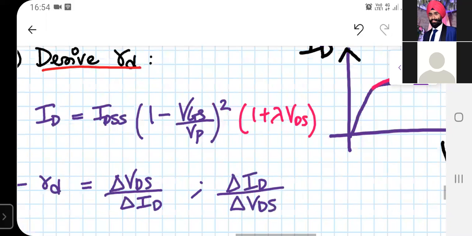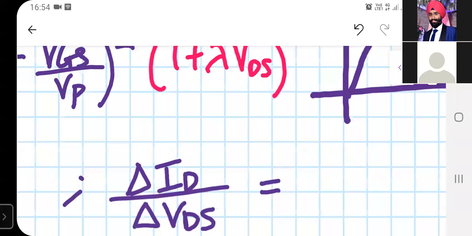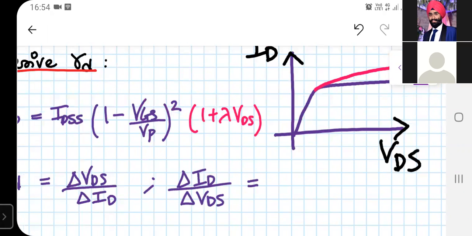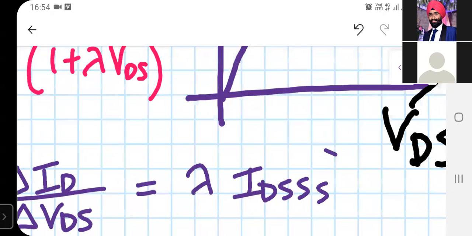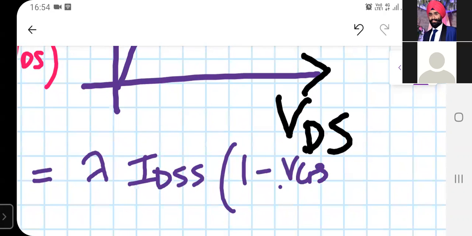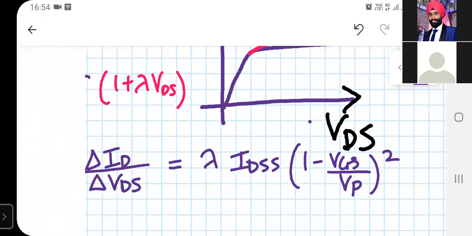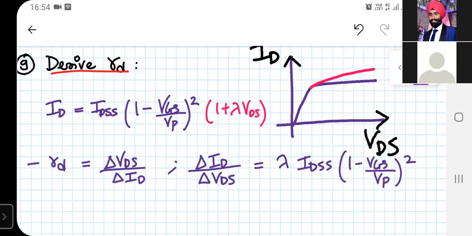मतलब the above expression we are differentiating with respect to VDS. मतलब ये IDSS into 1 minus VGS upon VP the whole square, ये पूरा का पूरा constant हो गया. Correct? So I will write over here delta ID upon delta VDS, which is the differentiation of this, will be lambda times IDSS into 1 minus VGS upon VP the whole square. Just look at the derivation. Everyone agree to this?